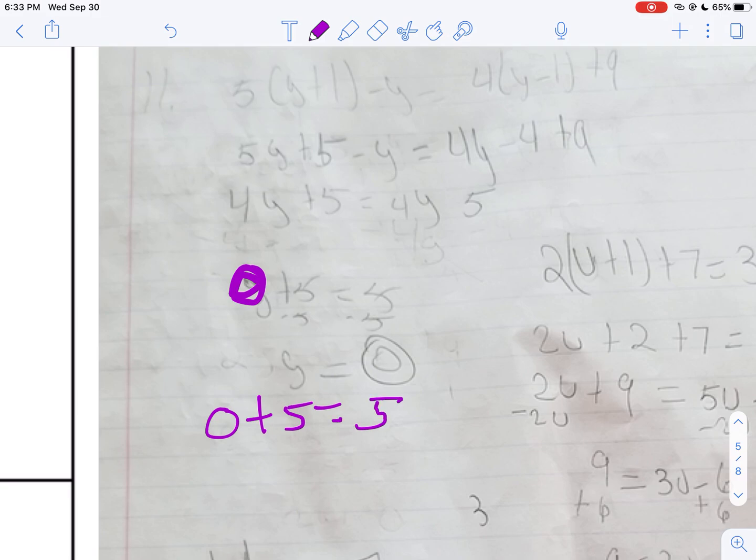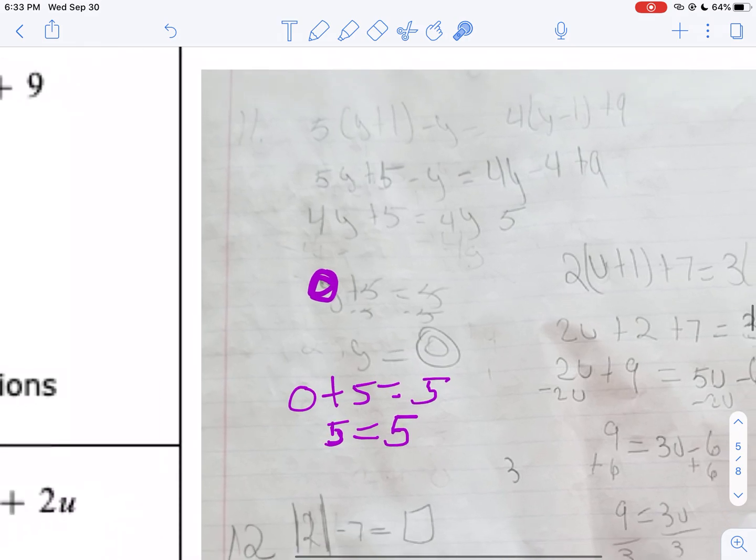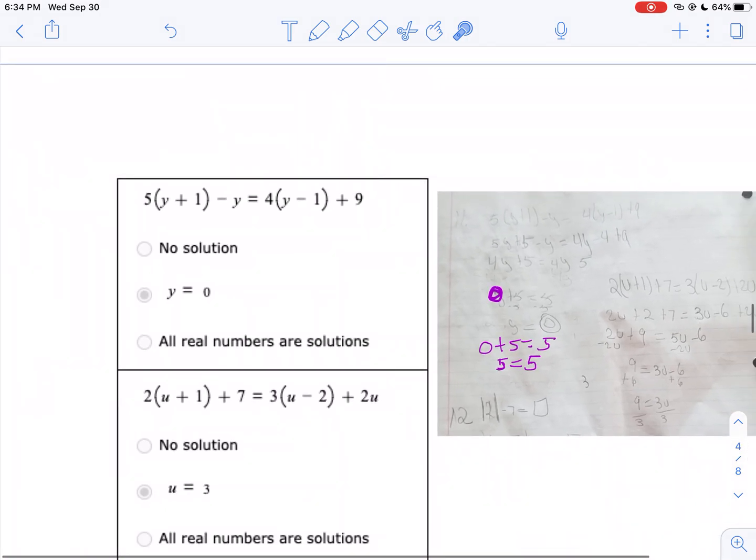Well, what's 0 plus 5? Well, that's 5 equals 5. Is there a variable here? Once again, I can't write 5s on the iPad. There's no variable. That's always going to be true. If that's always going to be true, the correct answer is all real numbers. If you would have ended up with like 5 equals 6, that would have been no solution.